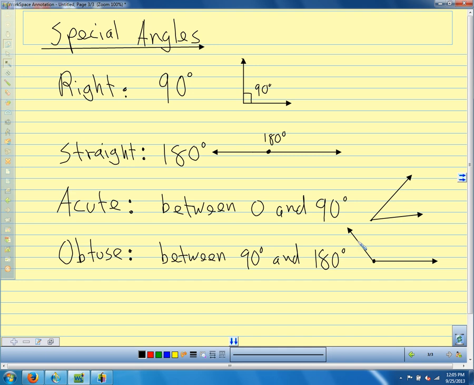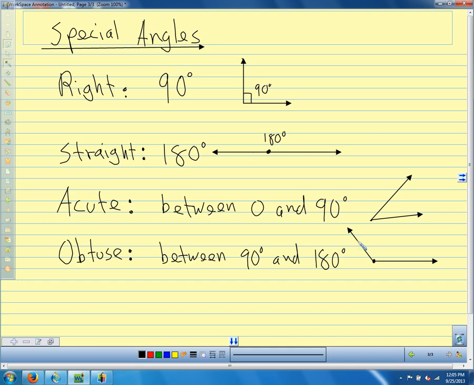Sometimes we'll ask you to decide what kind of angle it is just by looking at it. Sometimes we'll measure. Usually in geometry, unless it tells you that an angle is a right angle, you can't say, oh, it's a right angle because it looks like that, or oh, it's acute because it looks acute. Unless the problem tells you that, you can't necessarily assume that that's true.